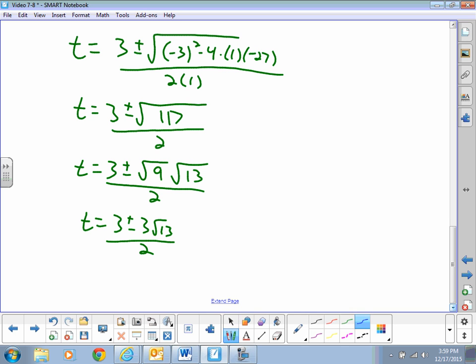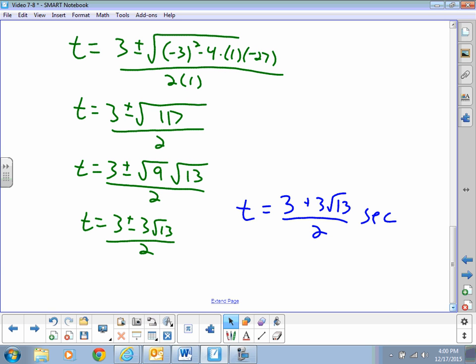Well, your negative 1 will give you a negative time. We can't have a negative time, so therefore our only answer where we're going to hit the ground is 3 plus 3 square root of 13 all over 2. And that's a time, so we have seconds.